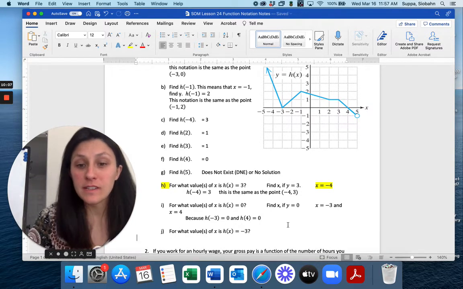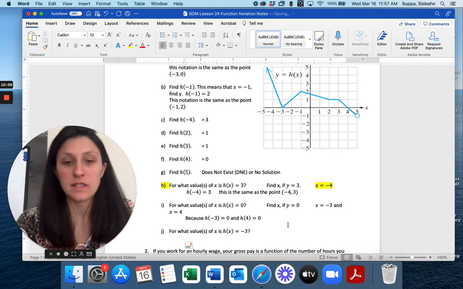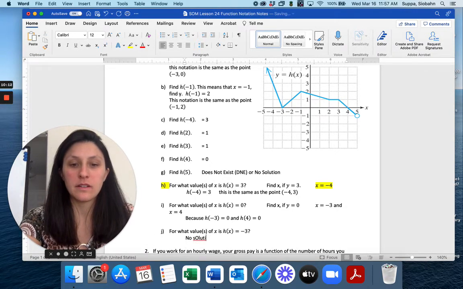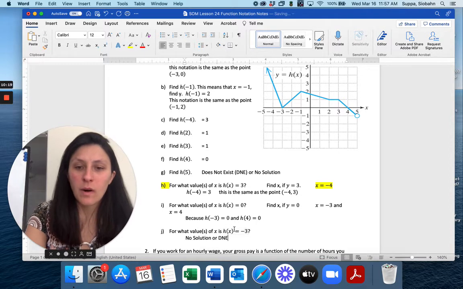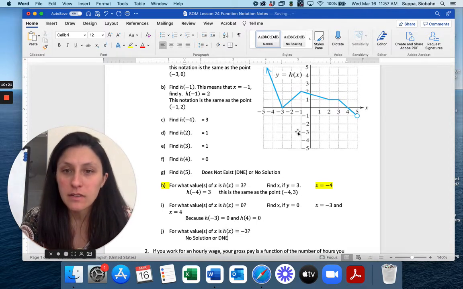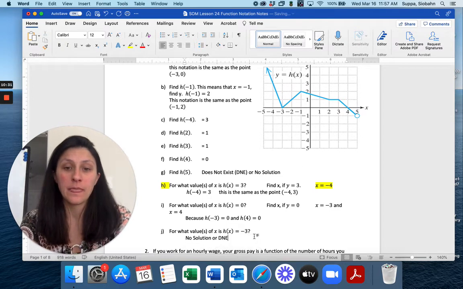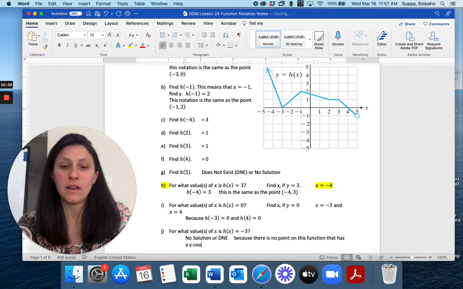Okay, so the answer here is no solution or does not exist. You can put either answer, they mean the same thing. And why is that? Because where is y equal to -3? That's down here, the bottom of this graph, and there is no point on this function anywhere down here. So we don't have a point on this function that has a y value of -3. So you could explain that too if you'd like, because there is no point on this function that has a y coordinate value of -3.